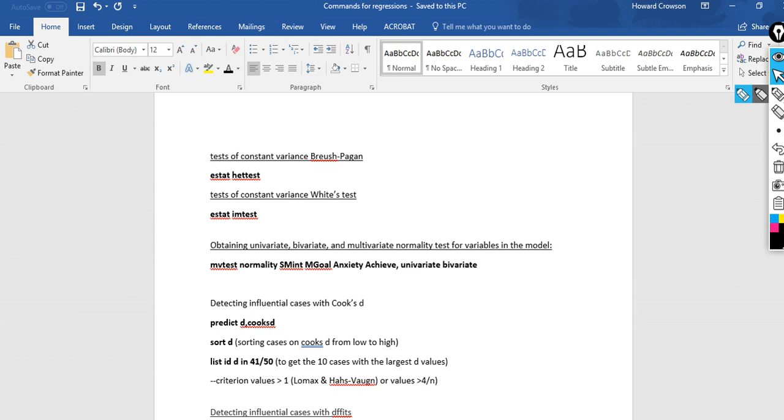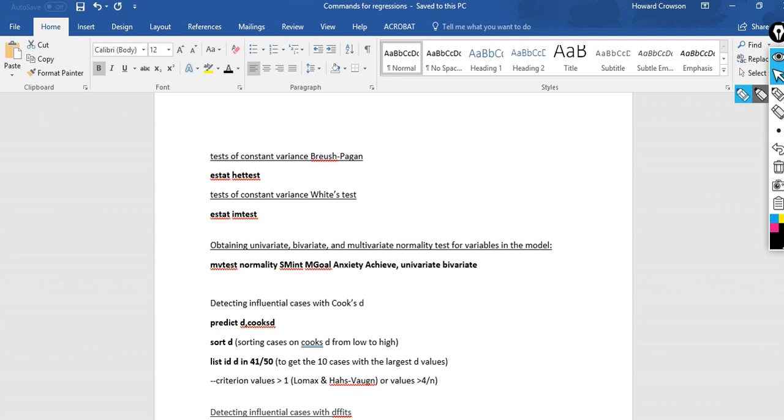There's the Breusch-Pagan and White's test. And the basic idea is that if we reject the null, if we find a test result indicating statistical significance, then we would take that, hopefully in combination with the residual plot information, and determine, if we reject the null, then we would be assuming that our data aren't meeting the constant variance assumption.